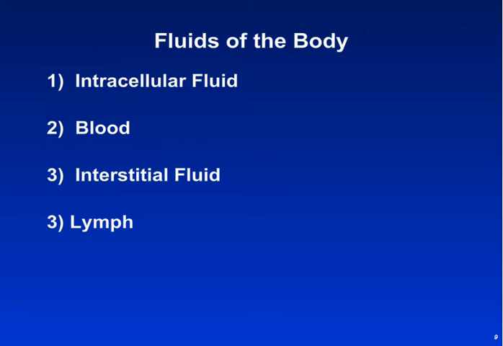On the other hand, there's other fluids within the body. Starting at the cell, we have intracellular fluid. Intracellular fluid is the fluid within the cell, and it's principally in the form of cytoplasm. Outside of the cell, we have a different type of fluid called interstitial fluid.